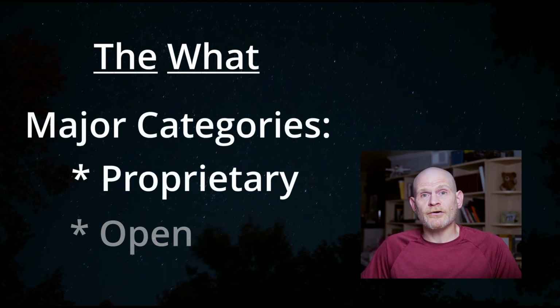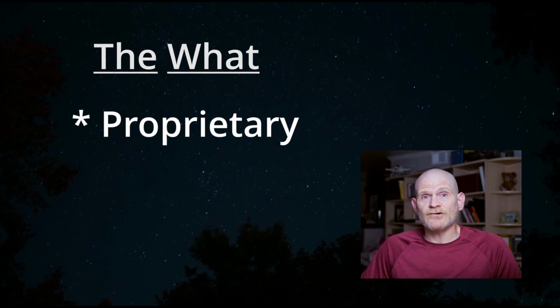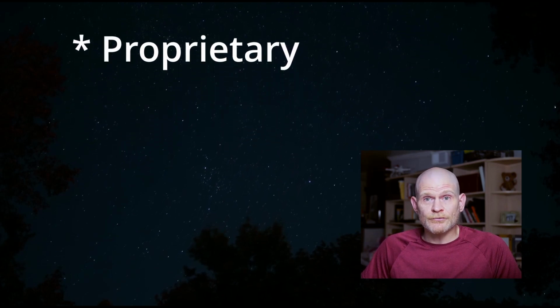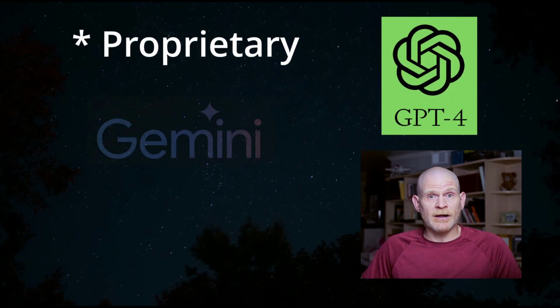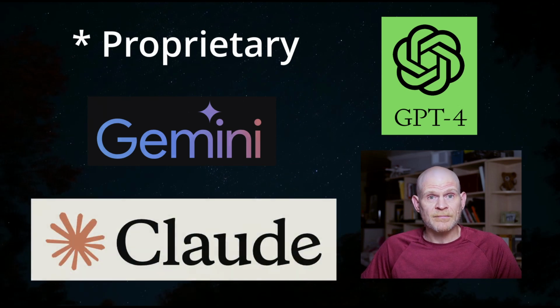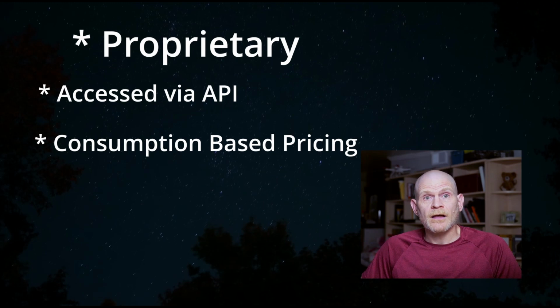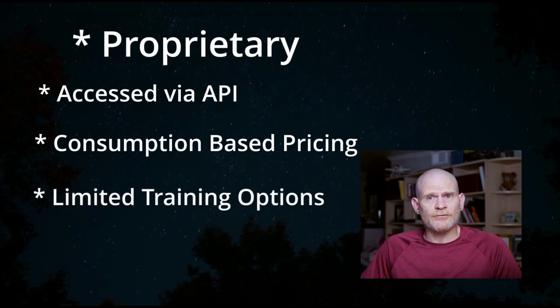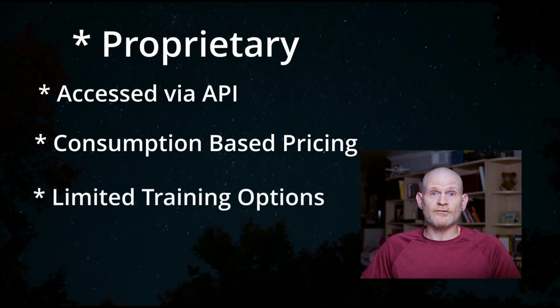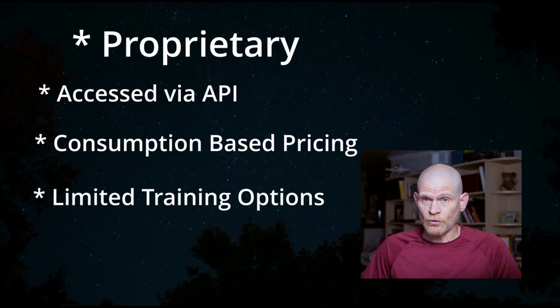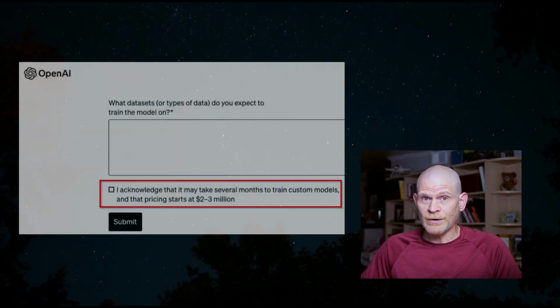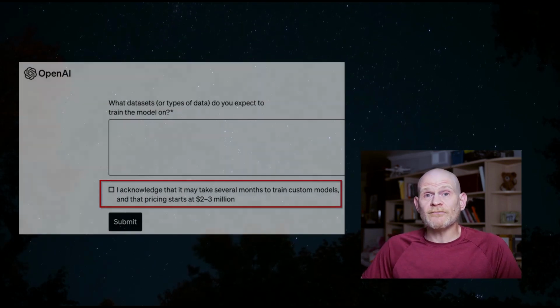First, you have the proprietary large language models. These are the flagships in terms of capabilities. These include OpenAI's GPT-4, Google's Gemini, and Anthropic's Claude Opus model. They are accessed via APIs and priced generally on consumption. They offer limited custom training scenarios. For example, OpenAI allows custom training for GPT 3.5, but not GPT 4, although that is coming, but appears to be quite expensive.